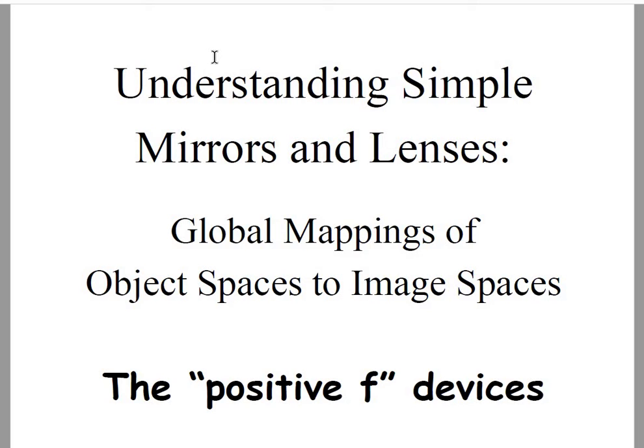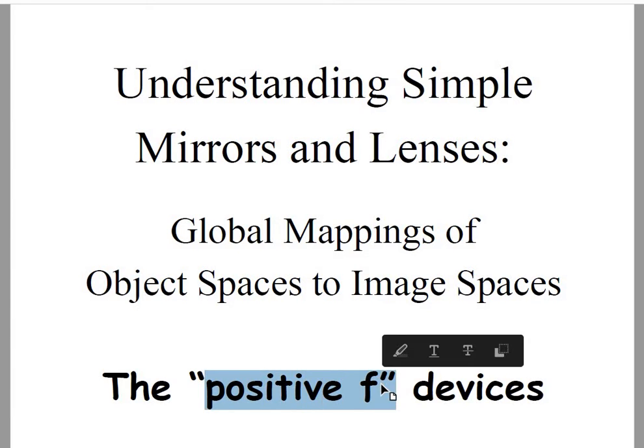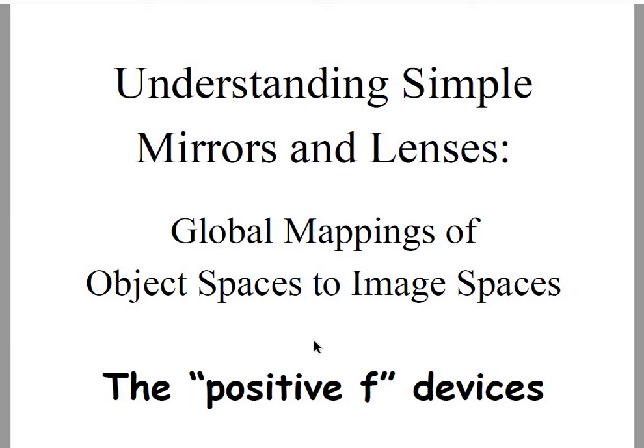Here is the second set of slides that I created to try to help you understand simple mirrors and lenses. This is set number 2, where we're going to discuss the positive focal length devices. So that includes the concave mirror and the convex lens. Those are the devices that have what we call a positive focal length. They are capable of forming real images, but they also can produce a virtual image. So things are a little tricky here.